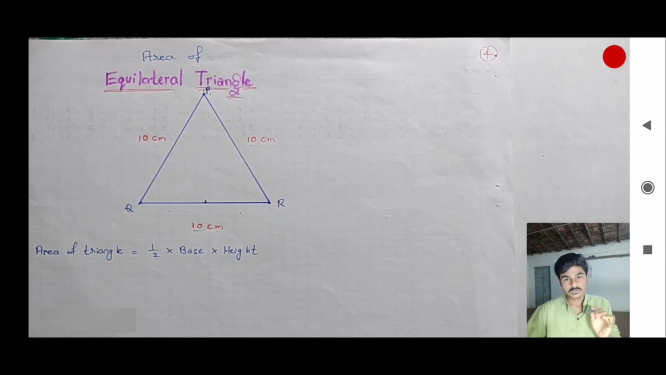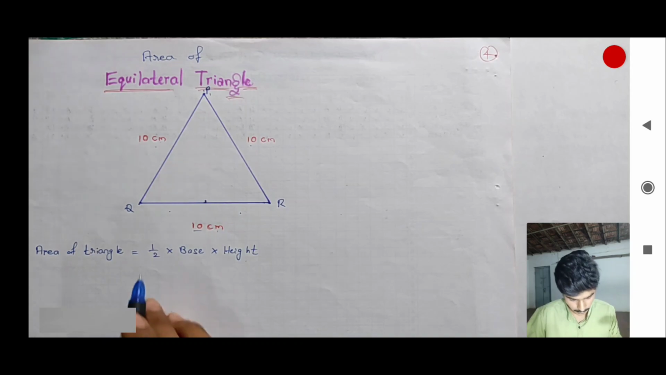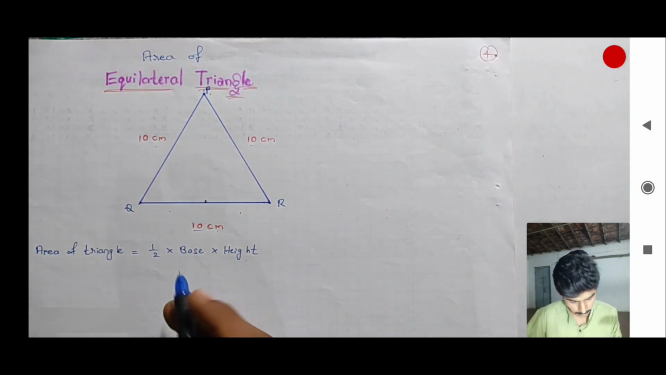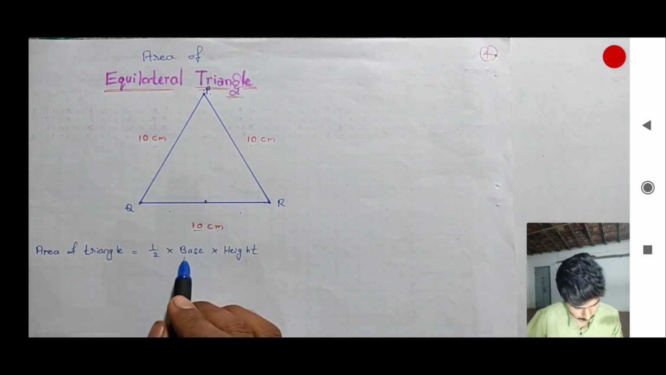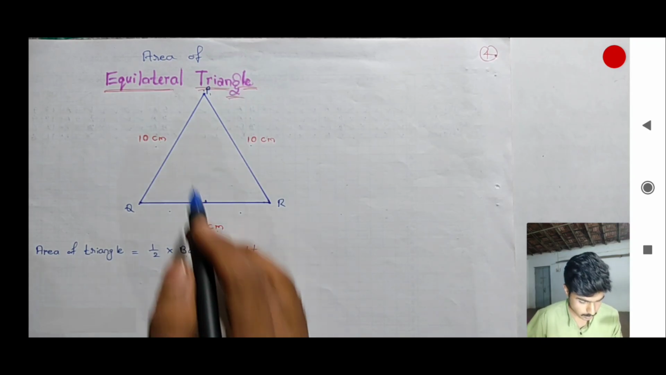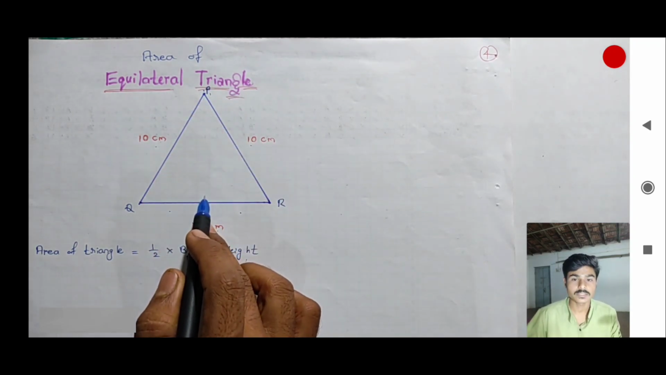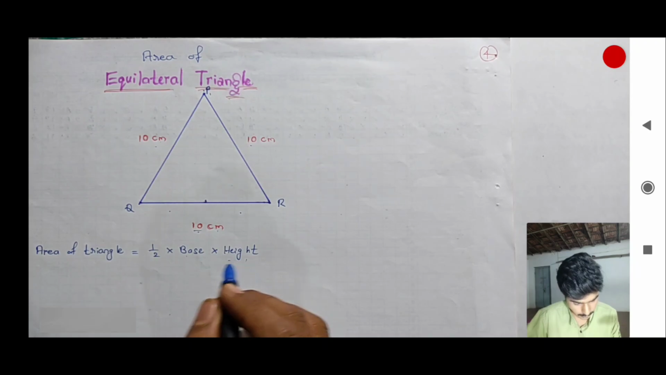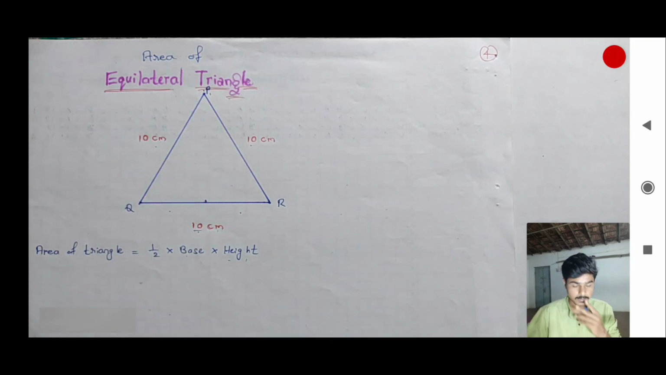So let us write the basic formula to find out the area. Basic formula, as you all know, it is half into base into height. So if you want to substitute the values here, half okay, and base is 10 centimeter, that is also okay. But height, they have not provided height here. So we need to create height here. So in order to substitute the value of height here, we need to create height. How to create height? Observe here.